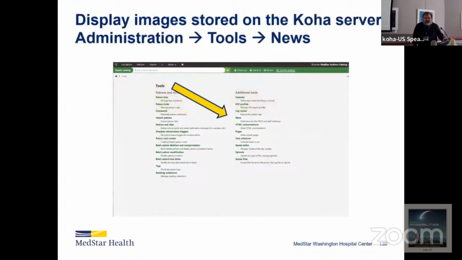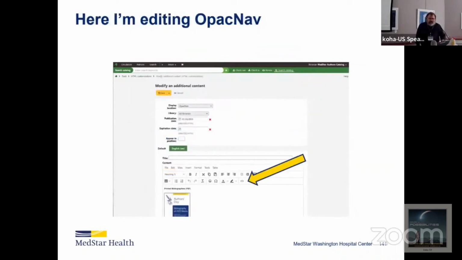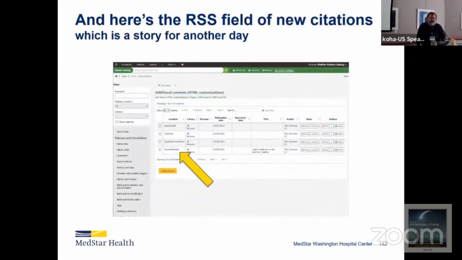You can display images. I used OPAC nav, which is the left column, and do it with WYSIWYG. I happen to be more comfortable with editing HTML. But if you click in the graphics there, you can see and edit, and modify, and delete the HTML code. I also added an RSS field, which I'm not going to talk about.